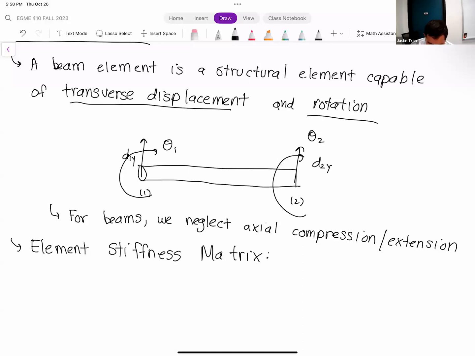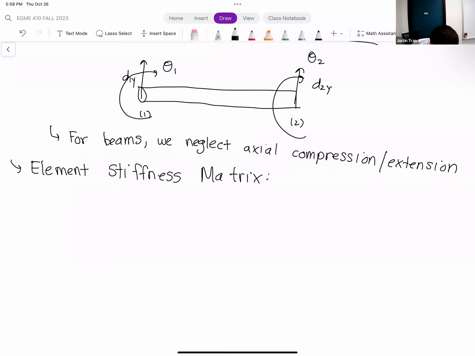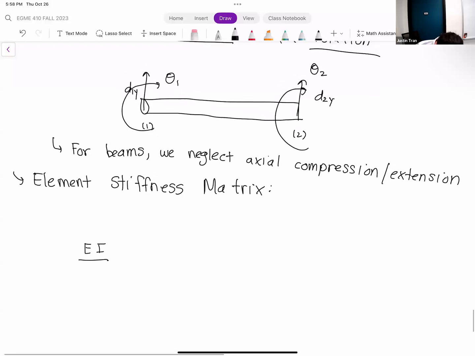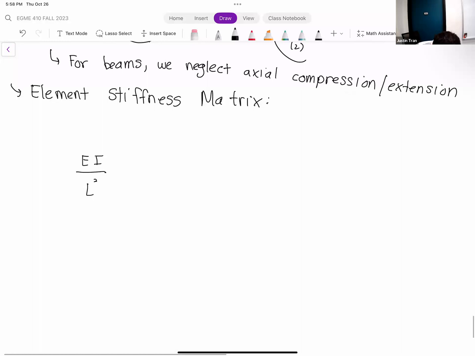So the element stiffness matrix. You can see for the beam here that we have 4 degrees of freedom, right? We have both the transverse displacement and the rotation. That means our element stiffness matrix is also going to be 4 by 4, just like a 2D truss. So the element stiffness matrix looks like this. Out in front, we're going to have a factor of EI over L cubed, and I'll define what those mean in a second.